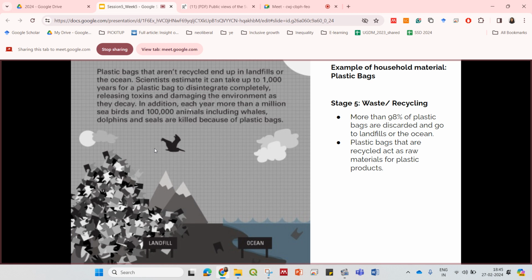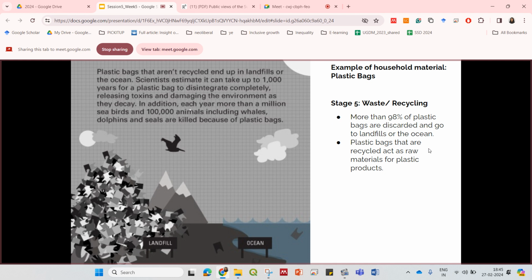So either plastic bags are sent into waste, into the solid waste management systems, or they are recycled. More than 98% of the plastic bags are discarded, and they either go into the landfill, so they reach the landfills if responsive solid waste management practices are being followed. But if the solid waste management practices being followed are not very responsive, they can even end up going into the oceans. So this is if you send the plastic bags to waste.